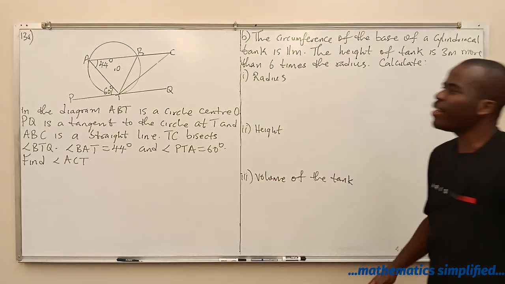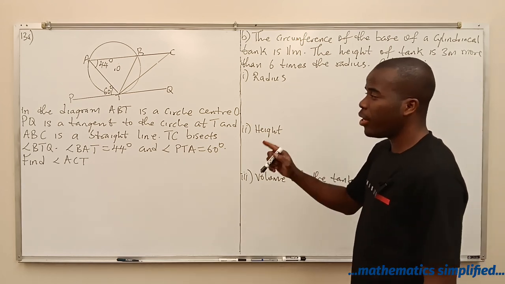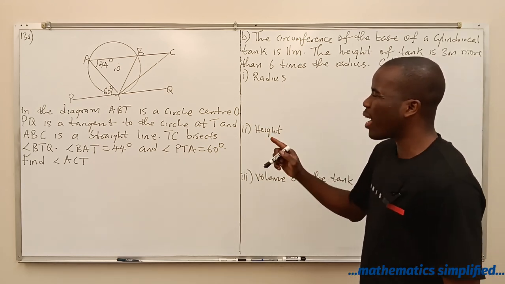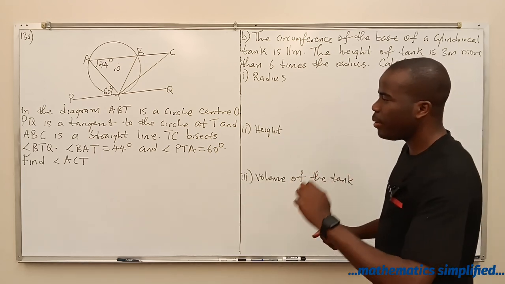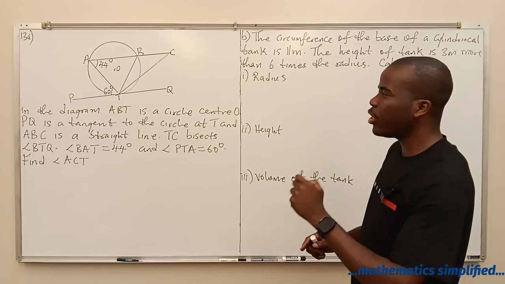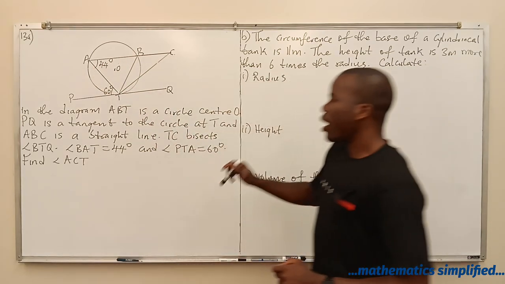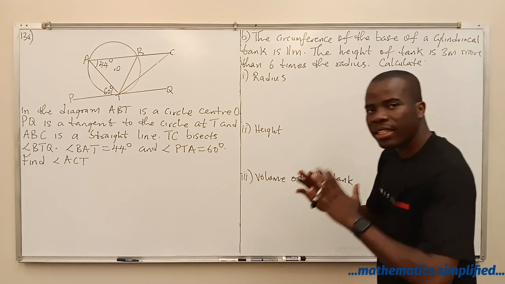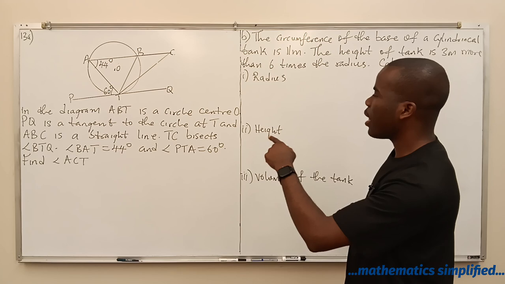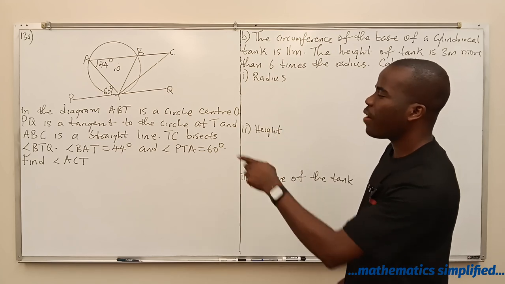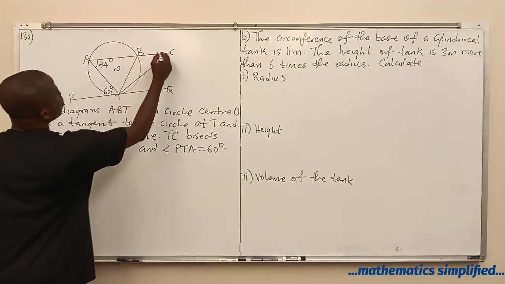Question 13 says, in the diagram, ABT is a circle of center O, PQ is a tangent to the circle at T, and ABC is a straight line, TC bisects angle BTQ. By bisection, it means it divides it into two equal parts, and angle BAT is 44 degrees, and angle PTA is 60 degrees. Find angle ACT. We are looking for this angle. Let's call it theta.